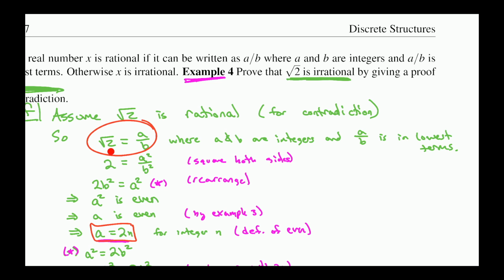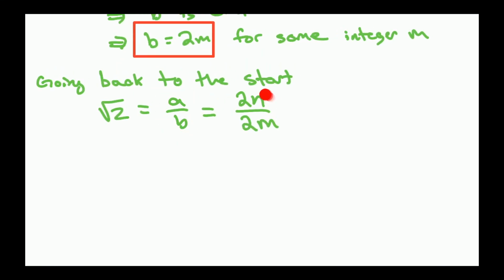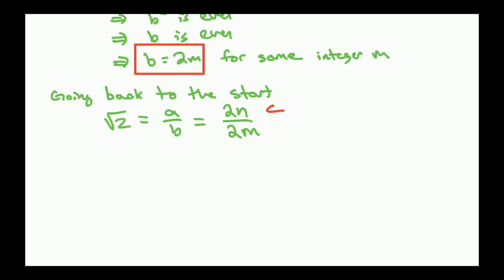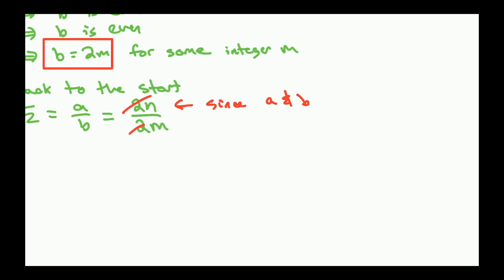Look at this line. Square root of 2 is a over b, where a and b are integers, and a over b is in lowest terms. That was the definition. You had to be able to do it in lowest terms. And we assumed we had lowest terms, but then down here, this was supposed to be in lowest terms, but actually they both have a 2. Well, if they both have a 2, then it wasn't in lowest terms, was it? Right? So this line right here, it's a small thing, but it's still a thing. Since a and b are both even here, a over b is not in lowest terms.